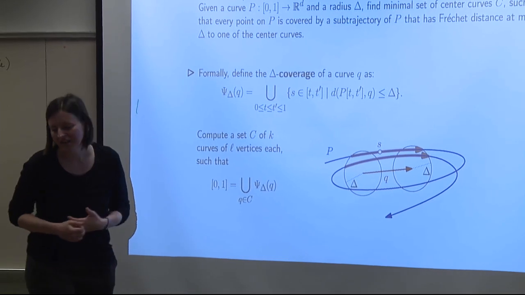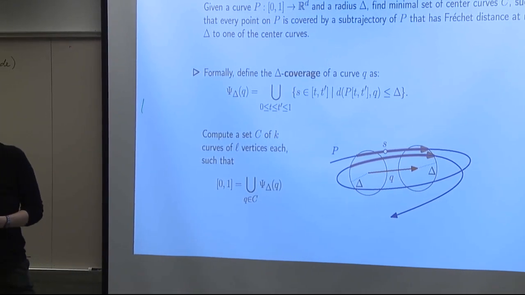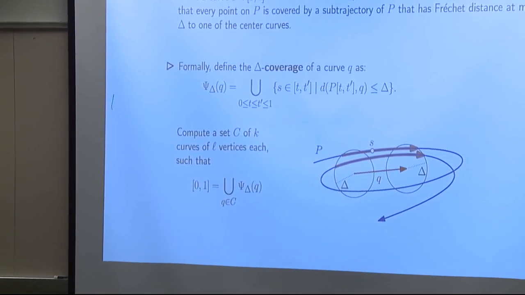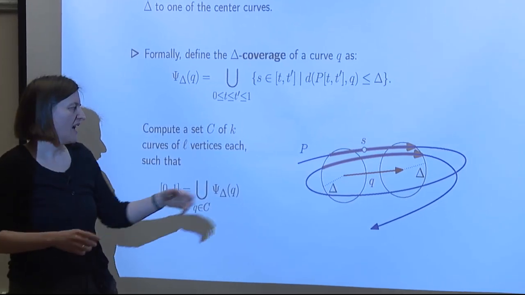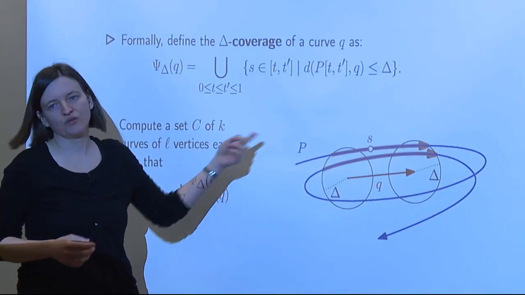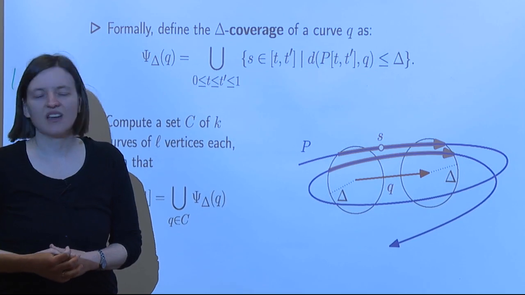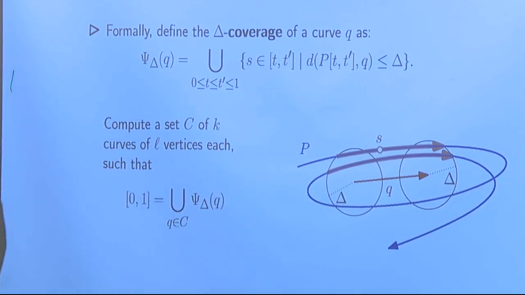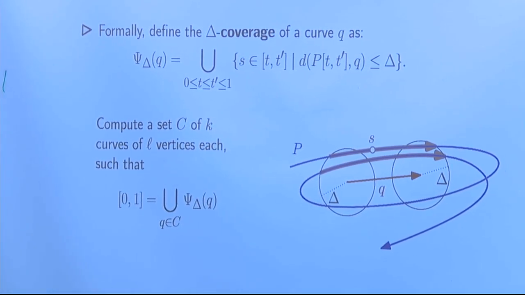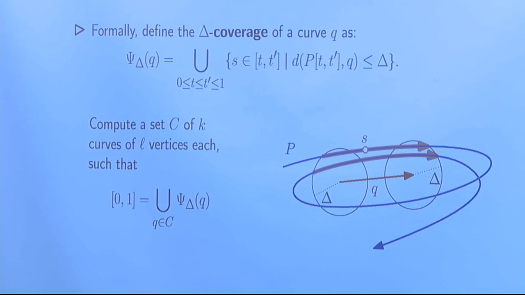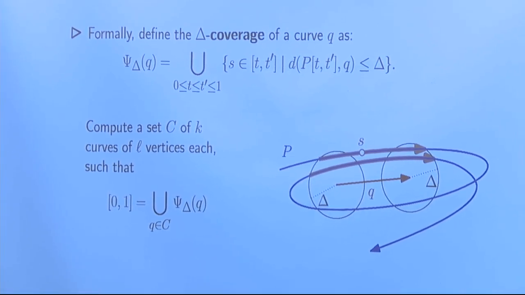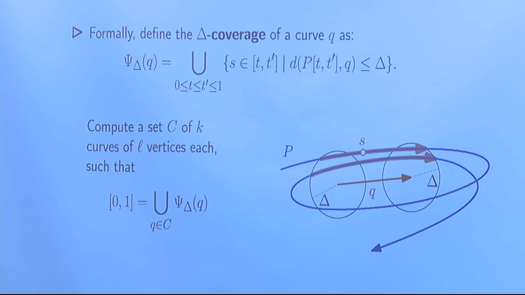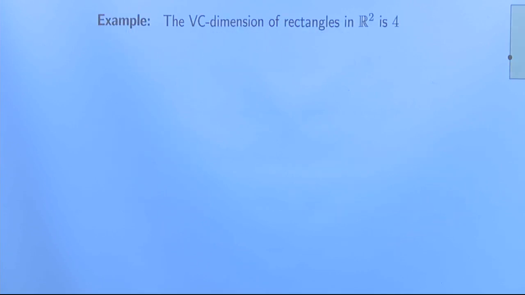But again, we have this problem that we need to choose a parameter for the complexity of the centers, because if I don't constrain it, then I could just choose P, and P covers itself. So let's look at the version where we just cluster with line segments. Okay, so it's very constrained, but it's still complicated enough, I think, in terms of what we have to achieve.